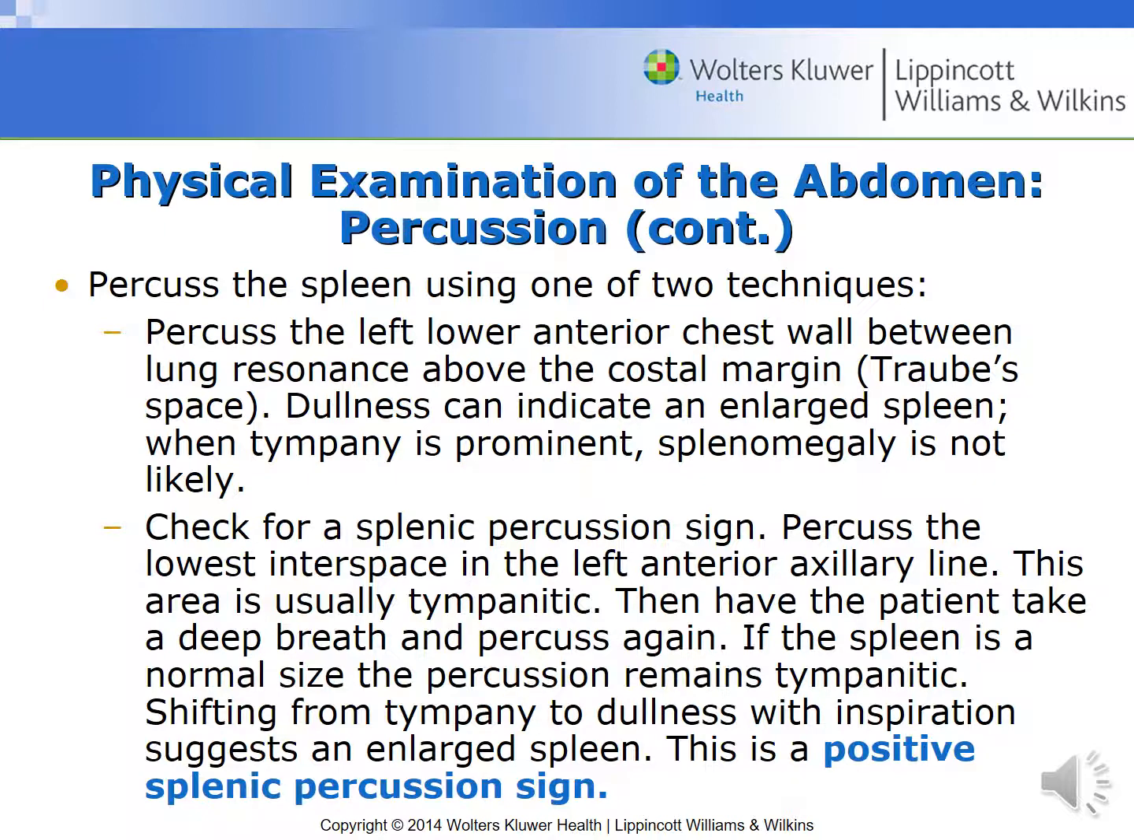You can also check for the splenic percussion sign, and that's where you percuss the lowest intercostal space in the left anterior axillary line. This area is, again, usually tympanic. If the spleen is a normal size, it still remains tympanic. However, if you hear some tympany that moves into dullness when the patient breathes in, that would suggest an enlarged spleen. And this is considered a positive splenic percussion sign.